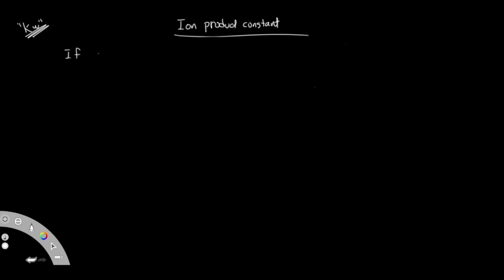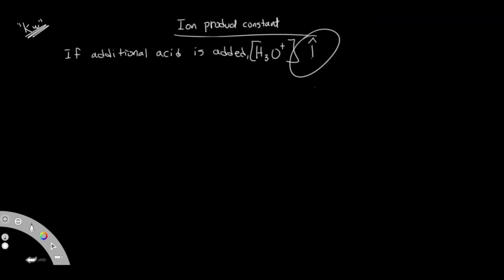Now, if additional acid is added, what do you think would happen to our hydronium? Do you think our hydronium concentration would increase, or do you think it would decrease? Obviously, it would be increasing. Our hydronium ion would increase, and this would also mean that the hydroxide concentration would then decrease. And vice versa.